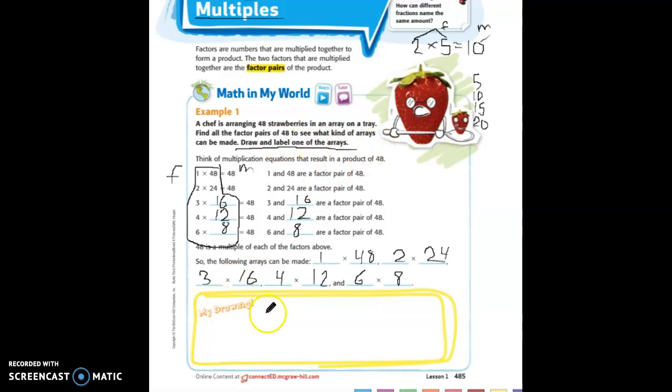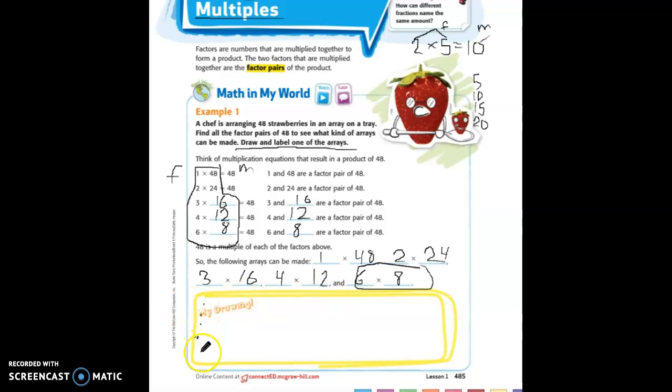So I could make a picture here of one row and 48. I could do 2 rows, with 24 in this row and 24 in that row. But that would take a lot of space, and that's probably not going to be a nice arrangement on the tray that we've got. I could do three rows, with 16 in each row. I could do 4 rows and have 12 in each, but I think I'm going to go with this one because it's going to be the closest to a square, because they're the closest numbers.